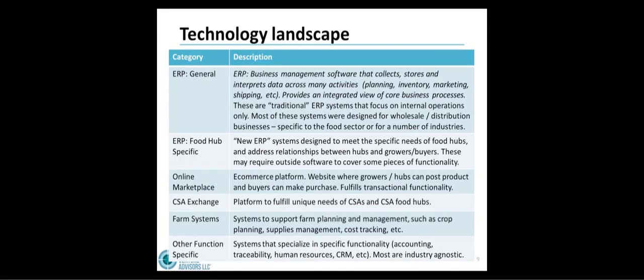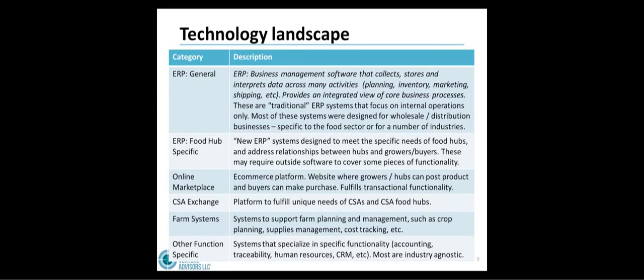The second is what I'm calling ERP, although I'm not sure that's how they refer to themselves, food hub specific ERP solutions. What I mean by that is systems that cover quite a few different aspects and activities of a business, but that have been designed to meet the specific needs of certain types of food hubs. And so they oftentimes address the relationships between hubs and growers and or between hubs and buyers. Because they're food hub specific ERP systems, they don't always have all of the full ERP functionality. So you might find that you need to go to a different vendor for your accounting or for some other elements of the business, because they're covering very core food hub specific functionality, but sometimes don't yet have, or don't have plans to develop, some of the other features that you might find in a general ERP system.